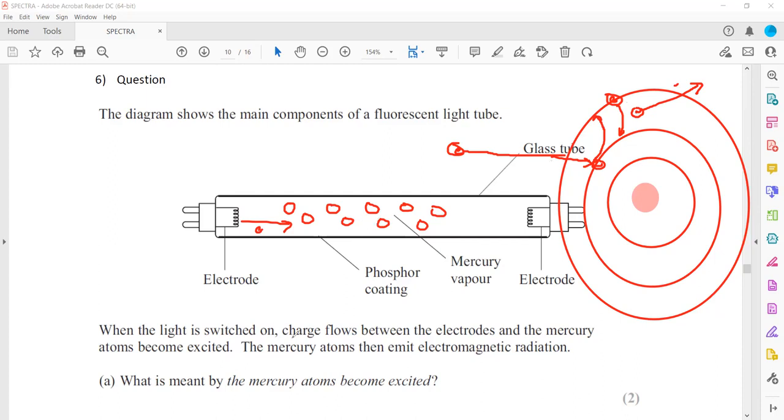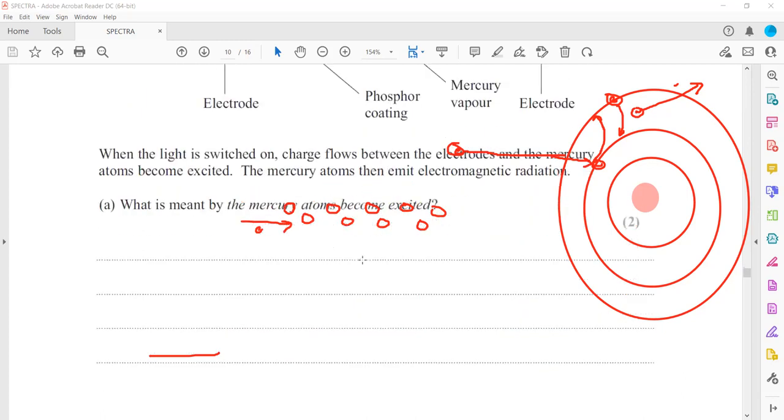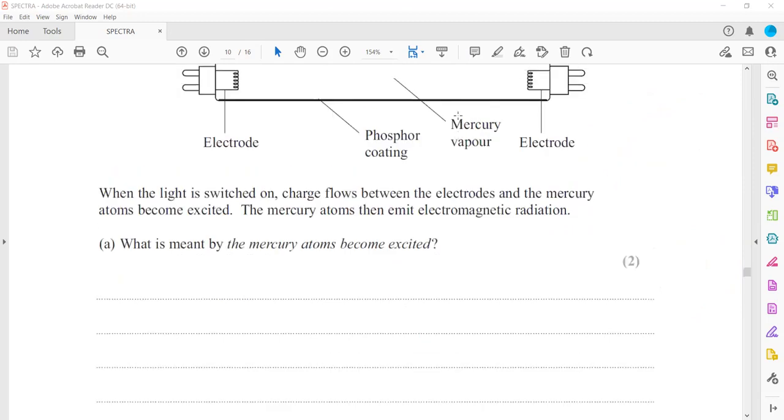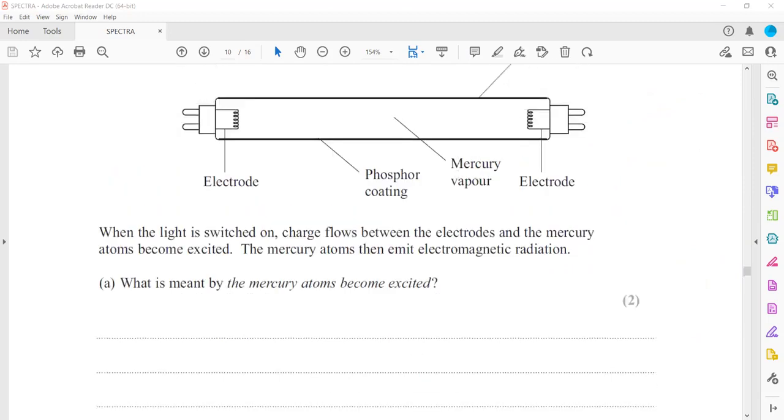So when the light is switched on, the charge will flow between the electrodes and the mercury atoms become excited. What is the meaning of a mercury atom becoming excited? It means the mercury atoms absorb energy, and the mercury atom then emits electromagnetic radiation, as specific photons are emitted from these mercury atoms. So the question is, what is meant by a mercury atom being excited? An atom being excited means the atom or electron gains energy and the electron moves to higher energy states.